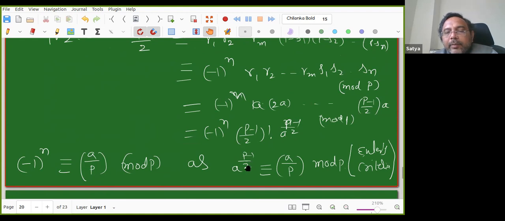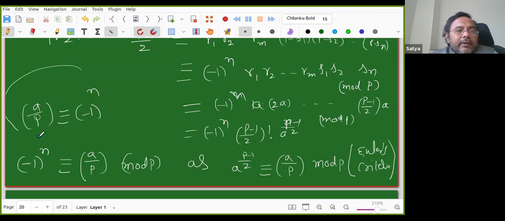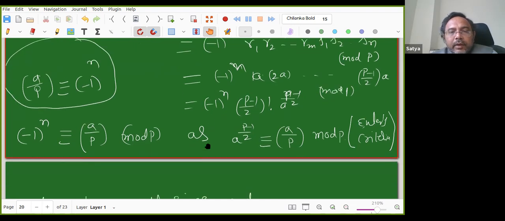As A to the power (P minus 1)/2 is (A/P) modulo P by Euler's criterion, we have this result: (A/P) is congruent to minus 1 whole power n. We got the required result. So this is Gauss's lemma.